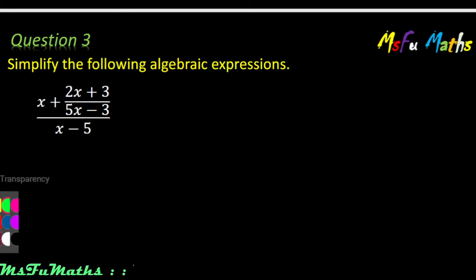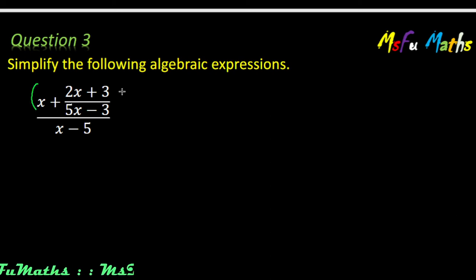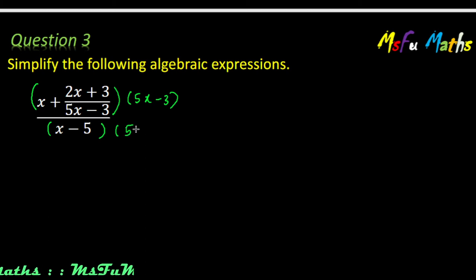We just multiply by all of these. You multiply by 5x minus 3. We'll see what happened later. So down here, the denominator, you also multiply by 5x minus 3. Okay, so let's see what happened.